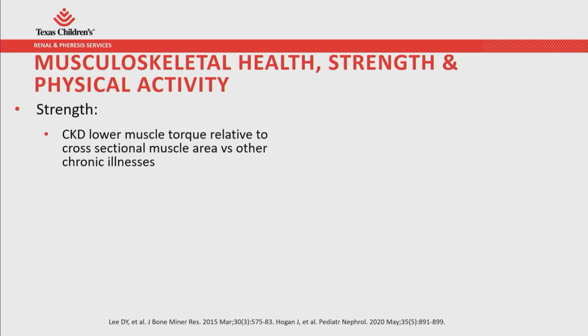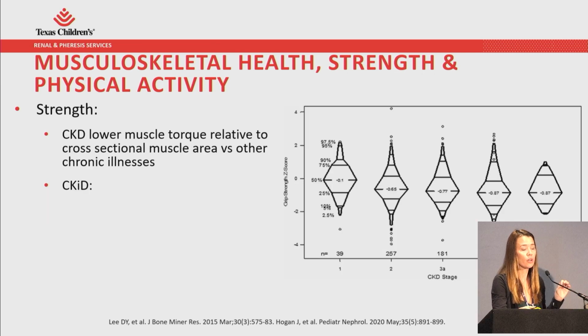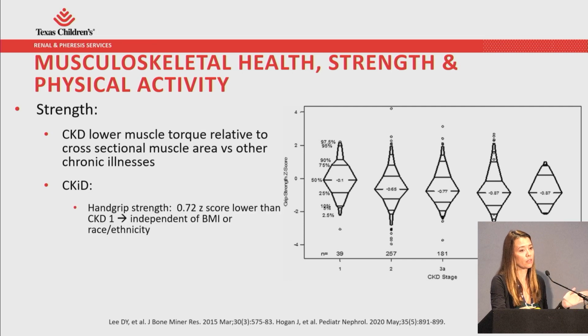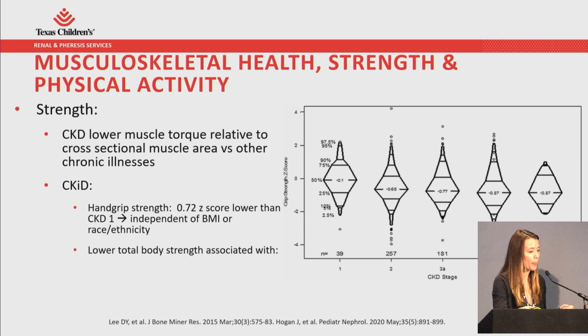So, strength. Multiple studies definitely show that in addition to wasting, our patients have lower relative strength compared to other chronic illnesses. And then even as disease progresses, just like the rest of the story I've told, their strength becomes lower. So this graph on your right is from the CKD cohort where they compared hand grip strength of CKD 2 plus compared to 1, and they do get lower with CKD progression.